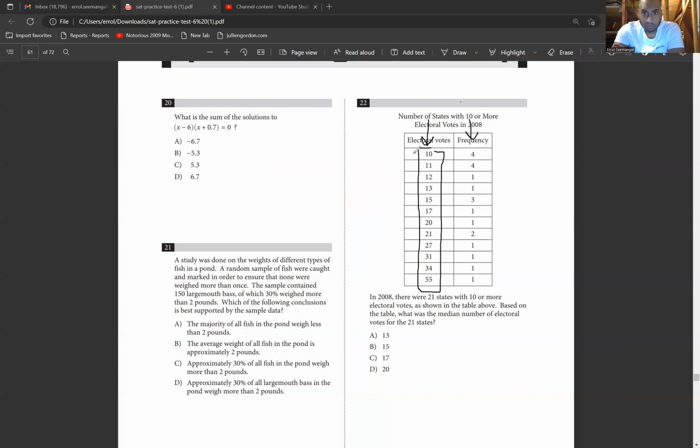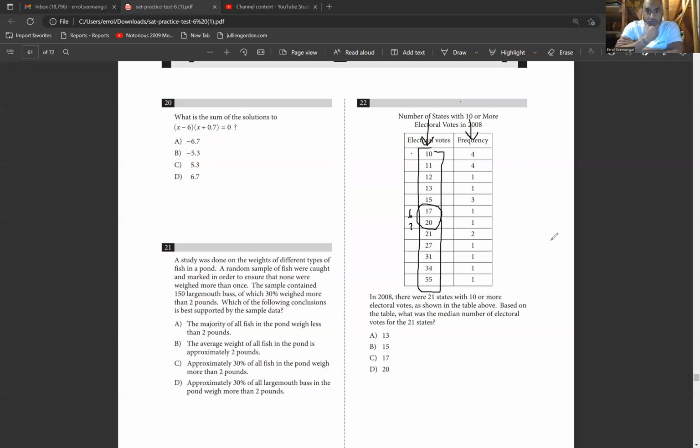Okay, how many numbers are there? 1, 2, 3, 4, 5, 6, 7, 8, 9, 10, 11, 12. Did I count that right? Yeah. So what's the fifth and what's the sixth and seventh? 1, 2, 3, 4, 5, 6, and 7, right? 1, 2, 3, 4, 5 on that side. 1, 2, 3, 4, 5 on that side. Okay.